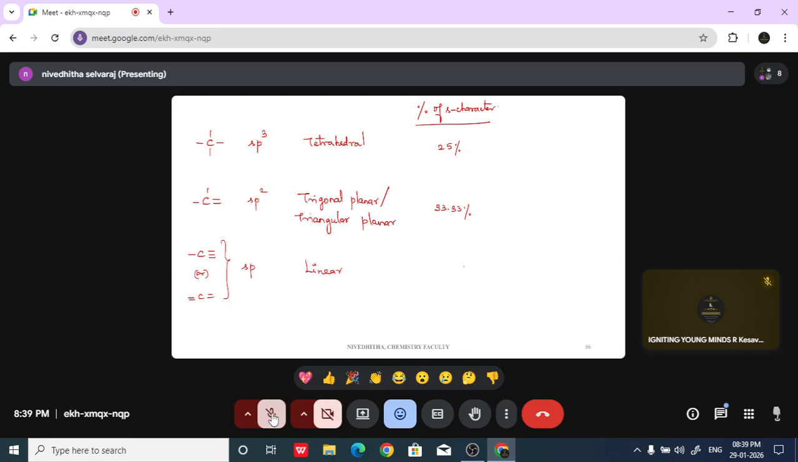Yes, now the linear one, sp. 50%. Totally 100, and the number of orbitals involved in hybridization is just 2, s and p. So 100 divided by 2 is 50. So each orbital is contributing 50% to the character. That's it. Next.